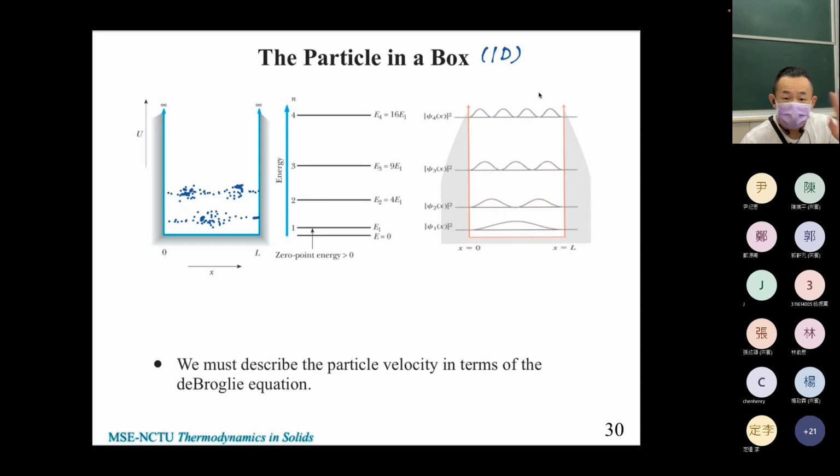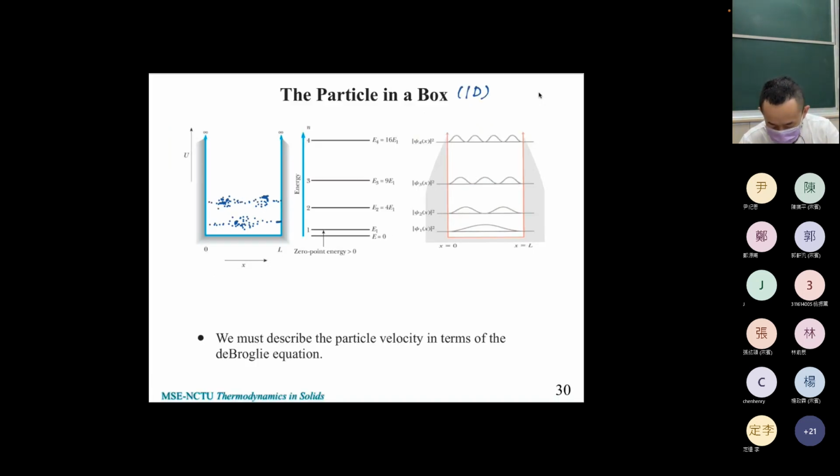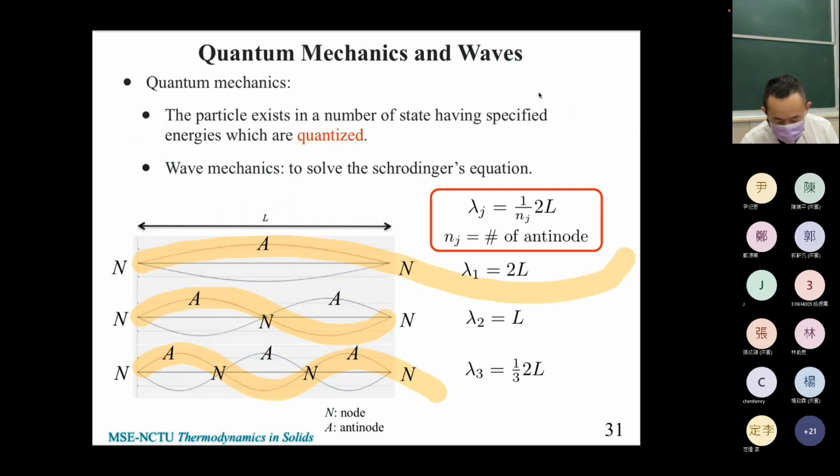Which indicates that the small particle's motion is related to waves. So, hi, students online, please mute. Thank you. All right. Then we need to find out how to deal with the Schrödinger equation, and we need to find the antinode for the lambda. Lambda is related to the antinode, so lambda equals 1 over nj equal to 2 times 2l.